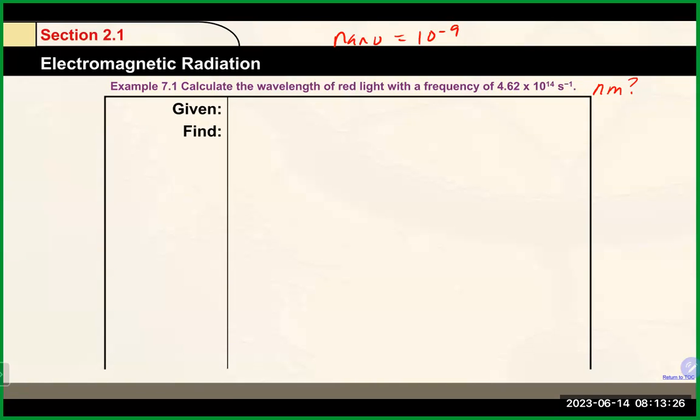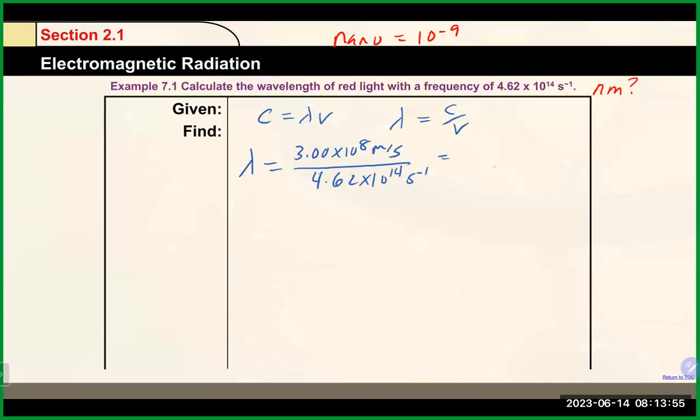Okay, let's take a look. So obviously we could use our equation there. Our c is equal to our wavelength times our frequency. In this case, we are solving for wavelength. So our wavelength would be our speed of light divided by our frequency. We do have our frequency there. So our wavelength would be 3.0 times 10 to the 8 meters per second divided by our frequency of 4.62 times 10 to the 14 reciprocal seconds.